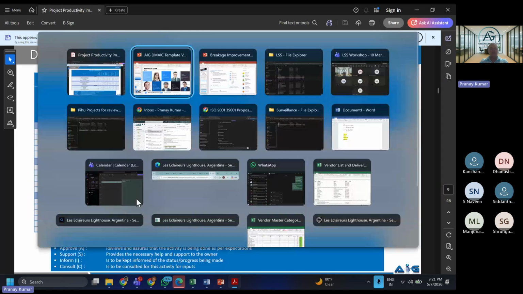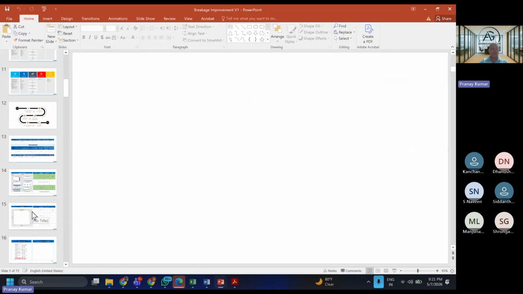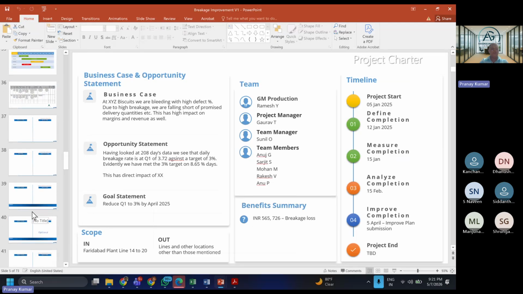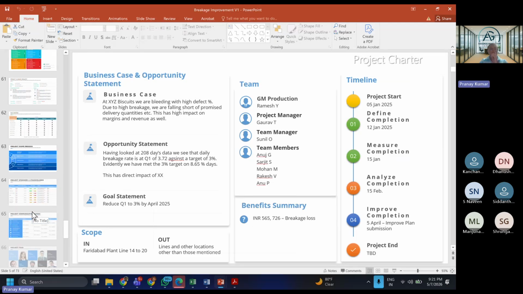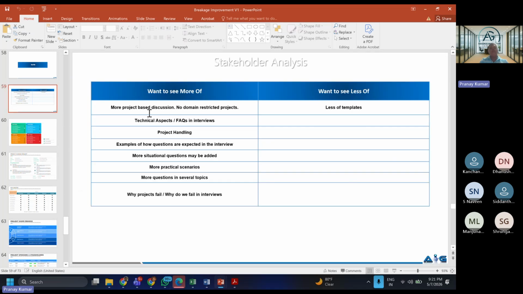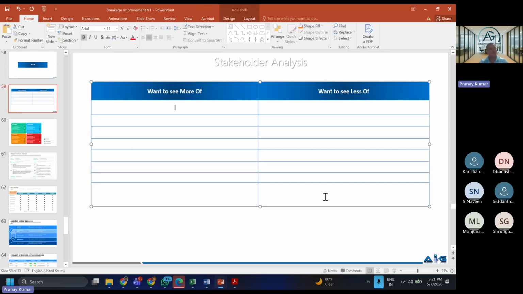Another tool that I use very frequently is more of, less of. As a person, I feel that I can't live without that tool. What will happen is that when you go to organizations and meet new stakeholders, you sometimes understand that they have tried this several times, but it has not worked. So there is a little bitterness in the environment. So do a meeting and find out what they want to see more of.